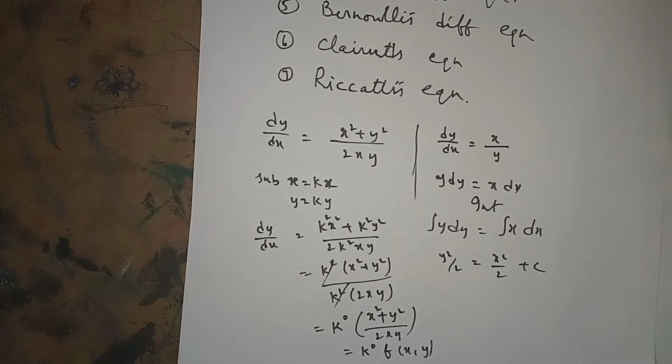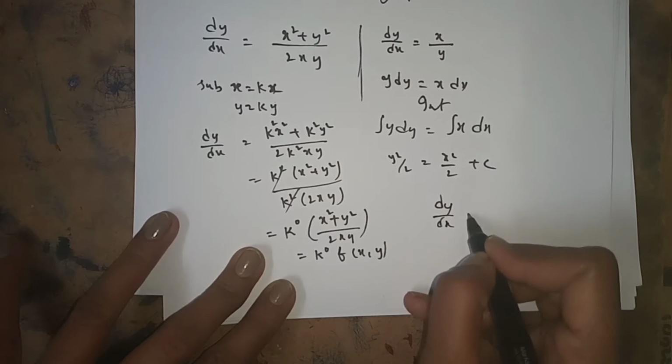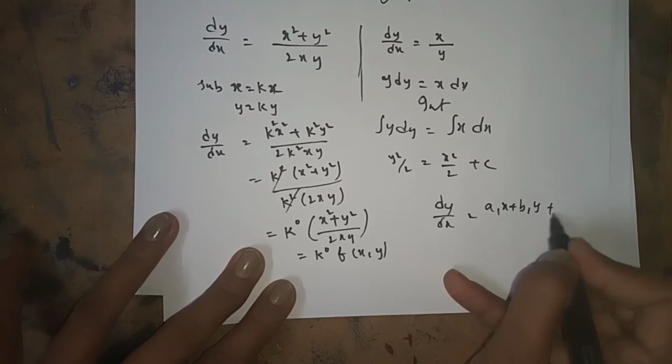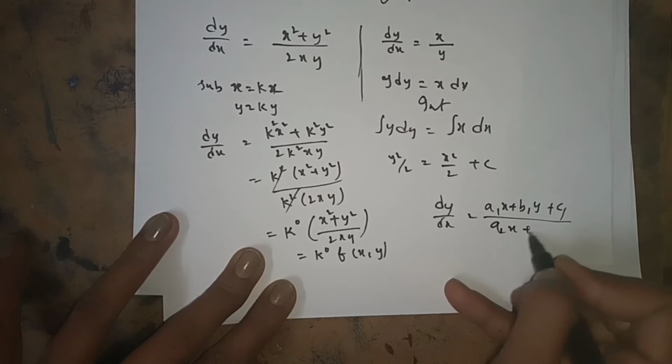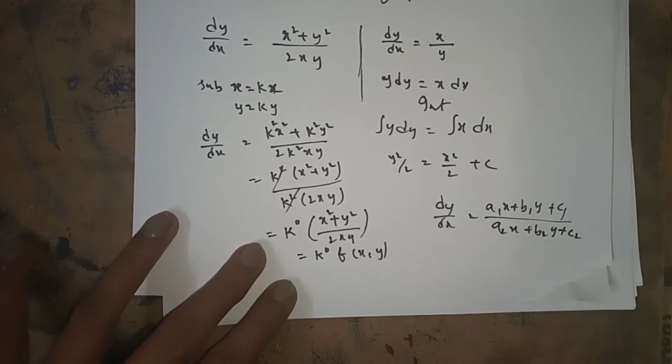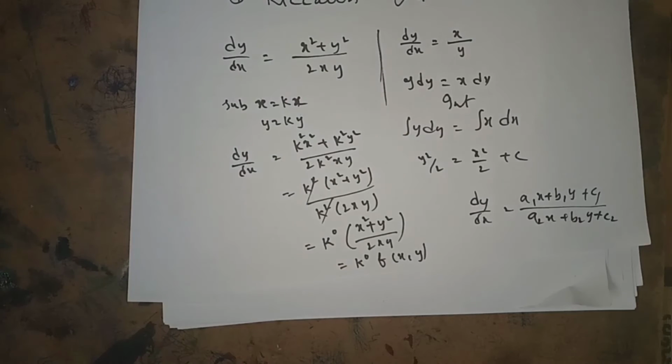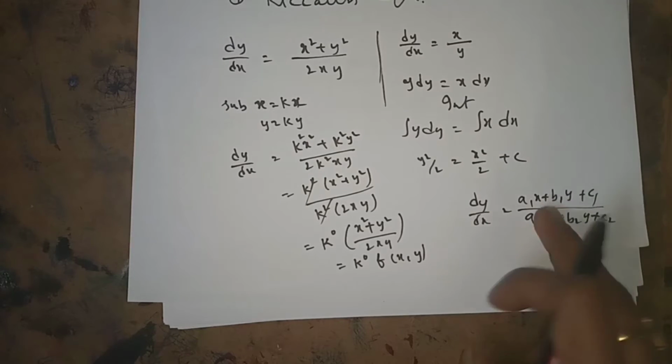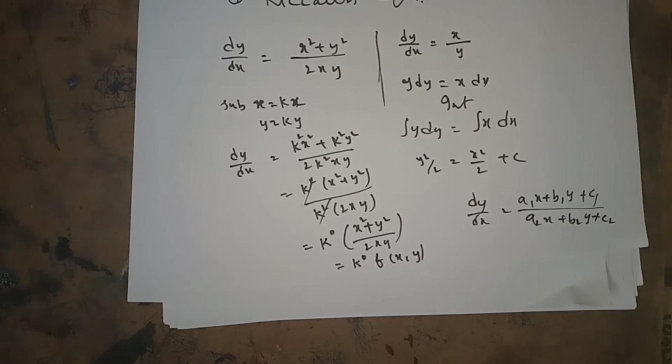Now non-homogeneous. The procedure for homogeneous is by substituting y equal to vx and differentiating with respect to x and substituting. A non-homogeneous differential equation is in the form dy by dx is equal to a1x plus b1y plus c1 by a2x plus b2y plus c2. Again here there are two conditions, and depending on the conditions you have to solve the non-homogeneous. You can easily identify the non-homogeneous differential equation.